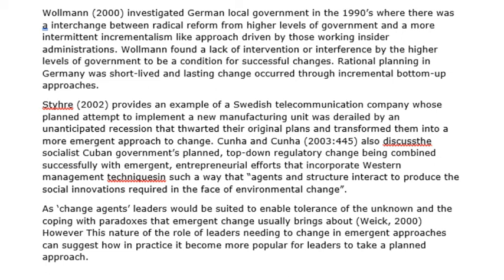As change agents, leaders would be suited to enable tolerance of the unknown and coping with the paradoxes that emergent change usually brings about (Wyke, 2000). However, this nature of the role of leaders needing to change in emergent approaches can suggest how in practice it becomes more popular for leaders to take a planned approach.